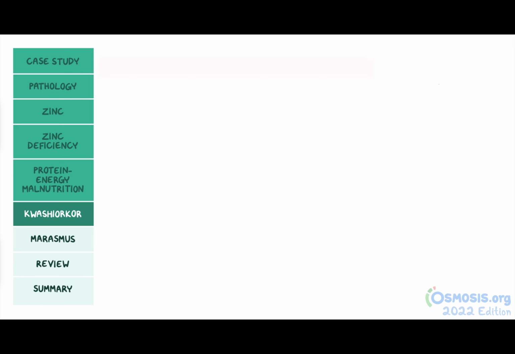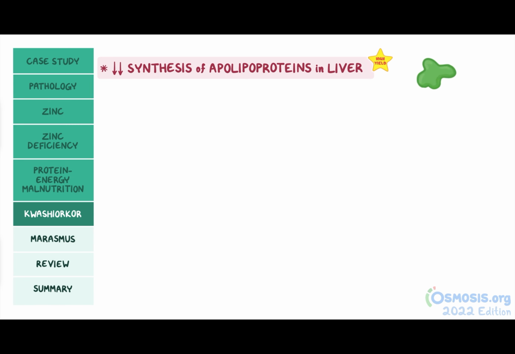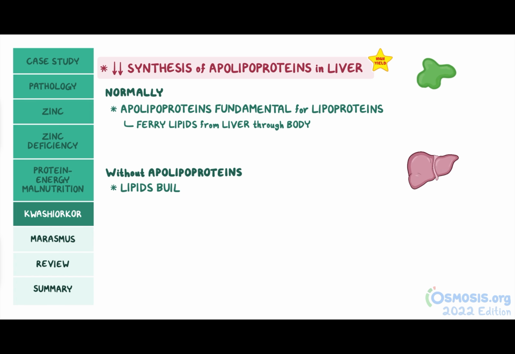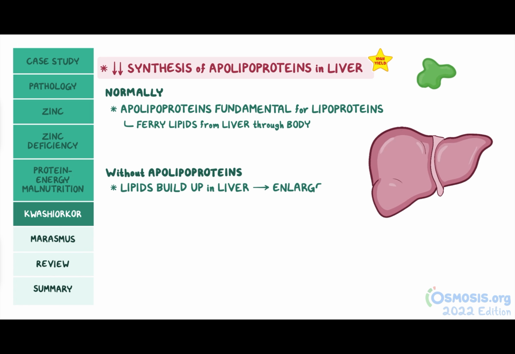At the same time, remember that there's also decreased synthesis of apolipoproteins in the liver. Normally, apolipoproteins are fundamental for the creation of lipoproteins, which then ferry lipids like triglycerides and cholesterol from the liver through our body. So without apolipoproteins, all those lipids build up in the liver, causing it to enlarge.